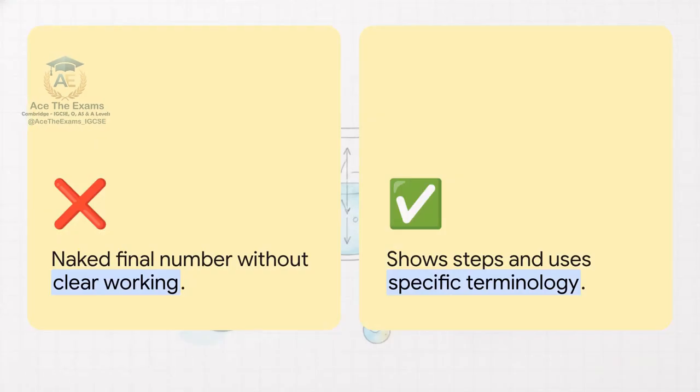All right, it's time to play Spot the Error. We're going to apply our framework to a classic Cambridge-style comparison. Take a look at the flawed approach. It's just a naked final number without any context, working, or units. That is the exact trap we talked about at the start.